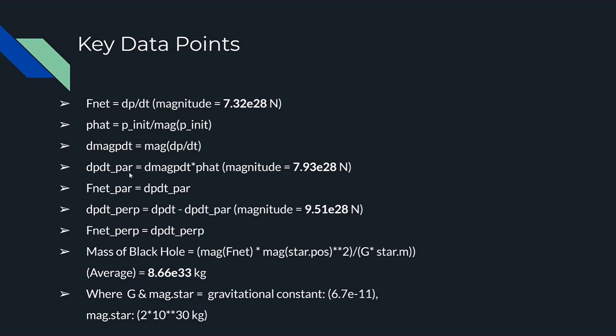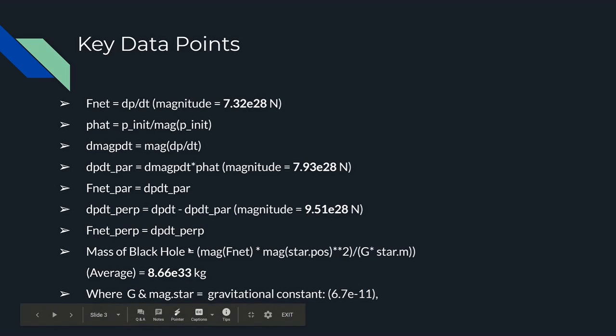My parallel change in momentum I got by multiplying the change in momentum times the unit vector, and this is the magnitude I got for that. For my change in perpendicular momentum, I got it just by subtracting my change in momentum minus my change in parallel momentum, and this is just how, as mentioned earlier, net force is perpendicular plus parallel.